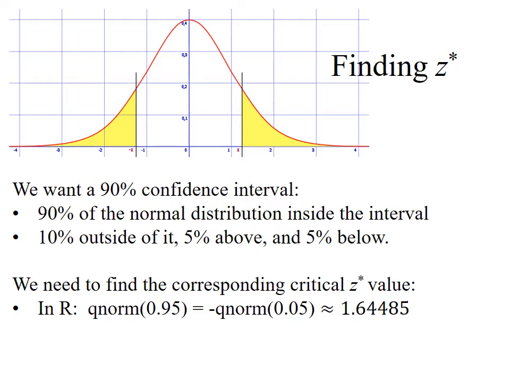In order to find the corresponding critical z star value, I turn to R. I can get this from the qnorm command. I feed in the probability and see what comes out. Qnorm of 0.95 will give me 5% to the right, 95% to the left, and that gives me the exact same number as negative qnorm of 0.05. It's a symmetrical distribution. Both of them leave 5% in the tail, and so my critical z value is 1.64485.